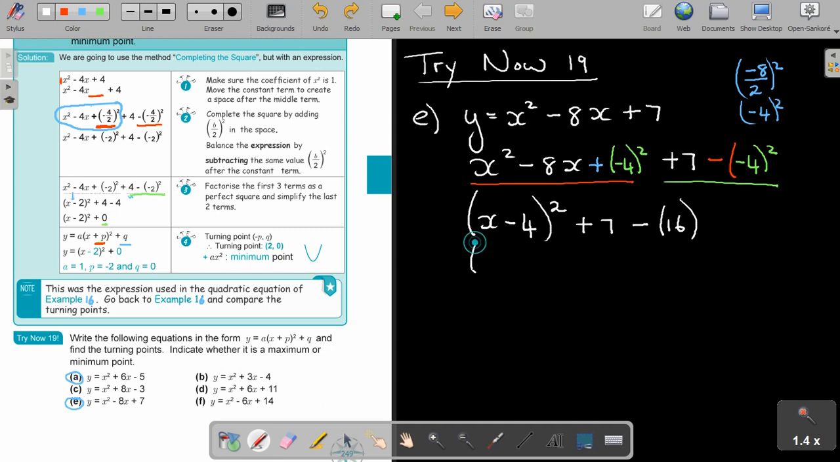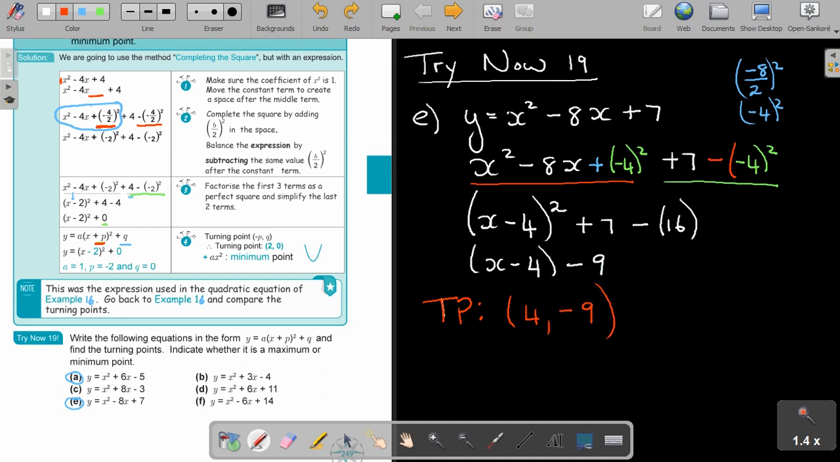First do that, and then it's going to be (x minus 4) squared plus, no, it's not going to be a plus, it's going to be a negative, because it's 7 minus 16, so it's going to be negative 9. And then again, my turning point is going to be, change this sign, positive 4, keep this sign, negative 9. And there is my turning point.